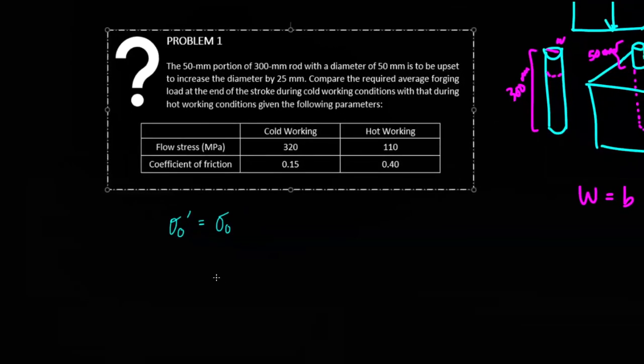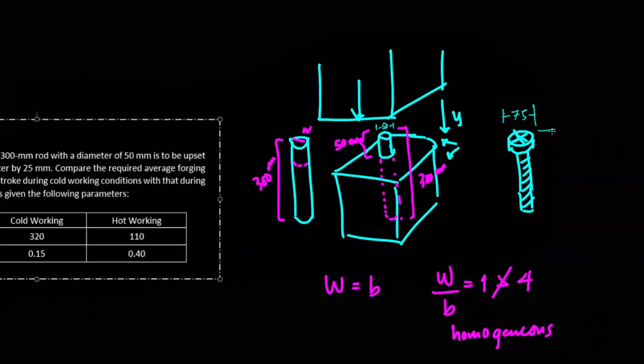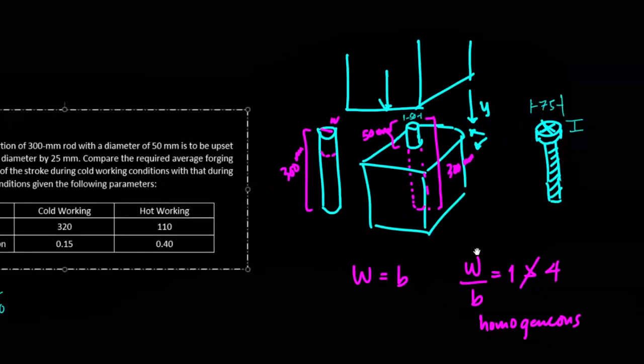Okay? So, compare, tapos increase daw natin yung diameter by 25. So parang ang ending is from 50 millimeters, we end up with an increase of 25. So this becomes now 75 millimeters. Parang ganyan. And obviously, meron din change dito sa H niya, no? Itong H, magbabago din siya. And we can use constancy of volume para makompute yung change na yun.